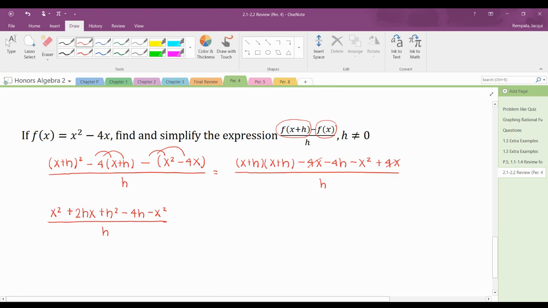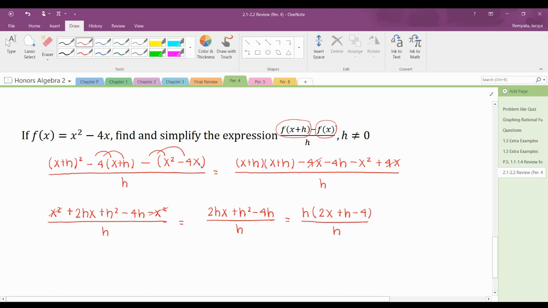So now I don't have any parentheses. I want to start seeing if I can combine any more like terms. Well, it looks like there's an x squared and a negative x squared. So those end up simplifying out. So I have a 2hx plus an h squared minus a 4h, and this whole thing's all over h. Every single term in the numerator looks like they have something in common. They have an h. So I'm going to factor that out, which then leaves you with a 2x plus h minus 4, and this whole thing's all over h.